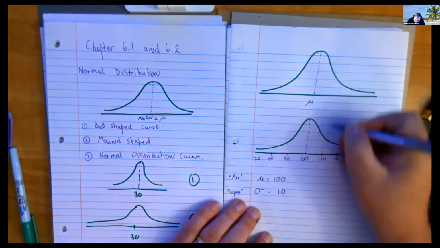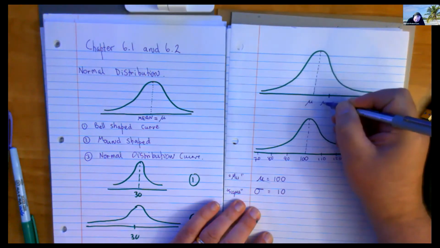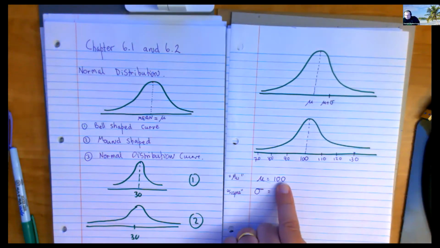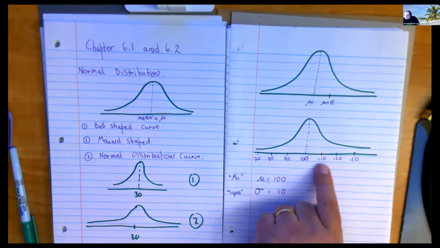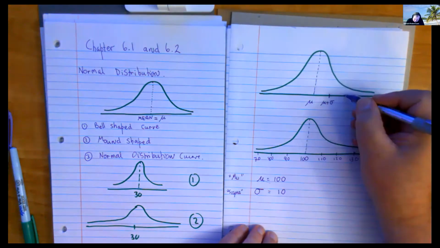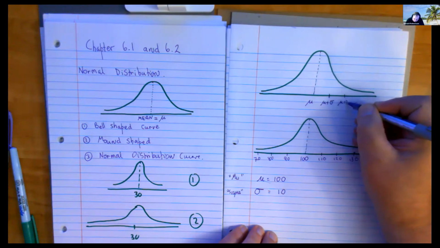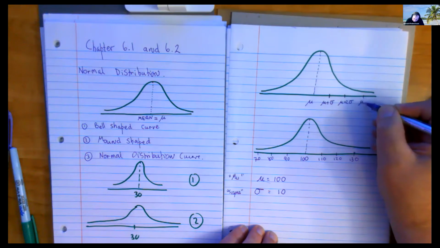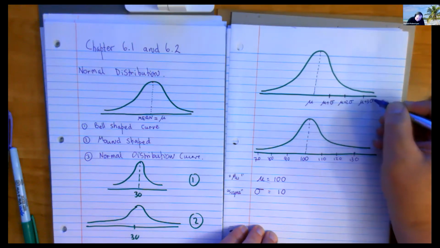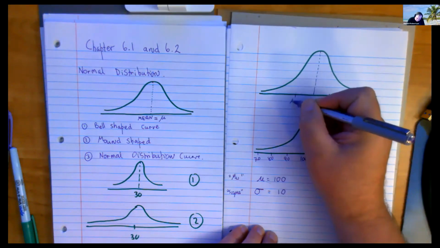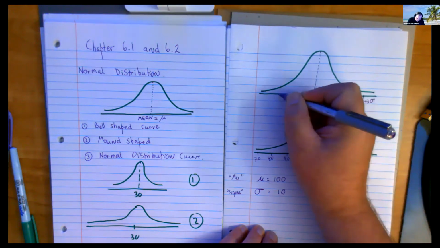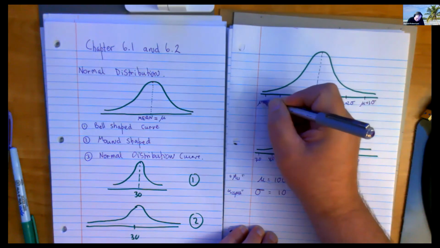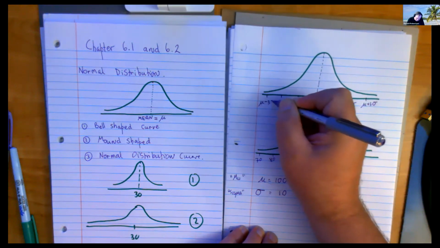Now, that guy there is the mean plus 1 standard deviation, because the mean is 100 and you add 1 standard deviation, so you get that guy. And this guy here is the mean plus 2 standard deviations, and this one here is the mean plus 3 standard deviations. And if you go the other way, you get the mean, take away 1, the mean, take away 2, and lastly, the mean, take away 3 standard deviations.